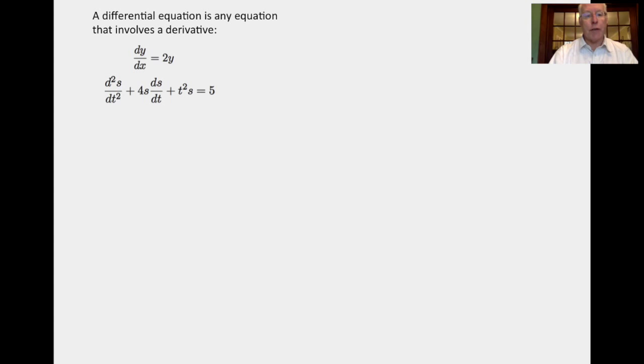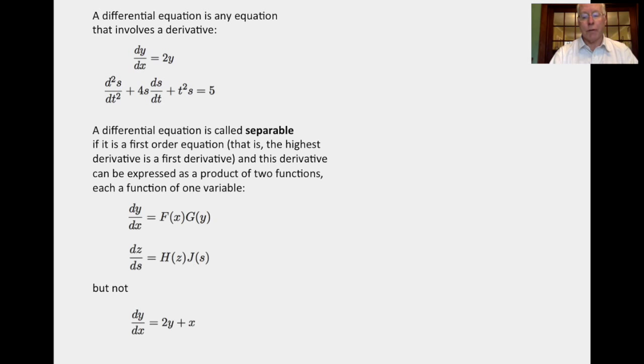In Math 266, 267, you'll study second order differential equations. An example is d squared s/dt squared plus 4s ds/dt plus t squared s equals 5. In this case, you have a second derivative as well as a first derivative in the equation. In each equation, the idea is to find a function, in the first case y, in the second case s, a function whose derivatives, when you calculate them, satisfy the equation.